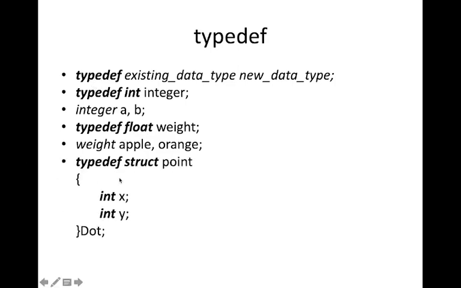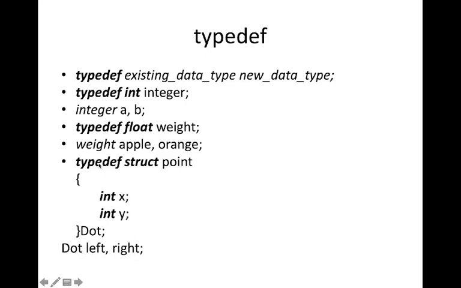So for structures also you can use the same thing. So typedef struct point. Point is not needed here. Even if there is no tag, it is not a problem. So what it does is it will create a new data type dot of type structure. Okay. Then afterwards you can use like this: dot left comma right.